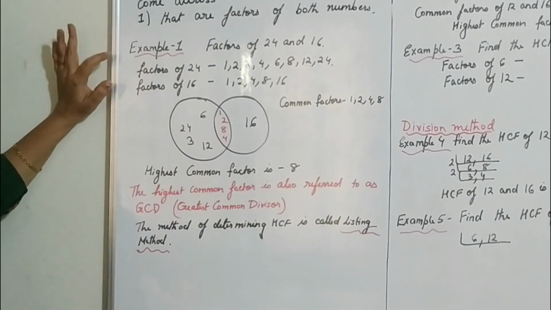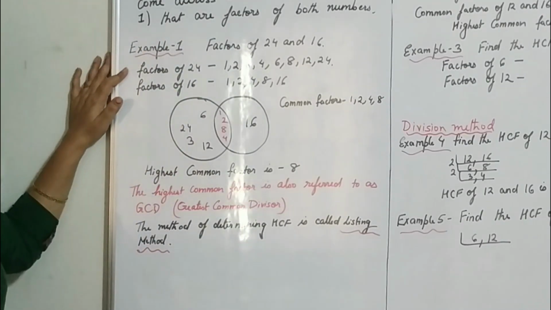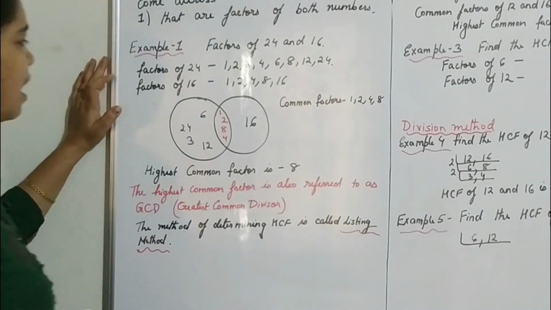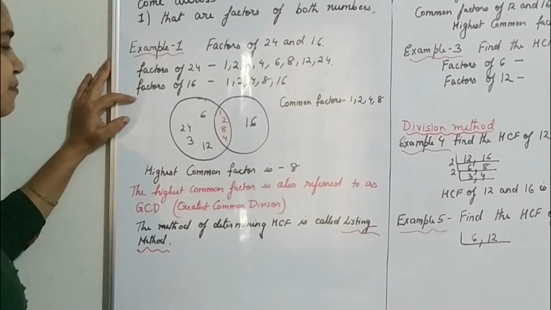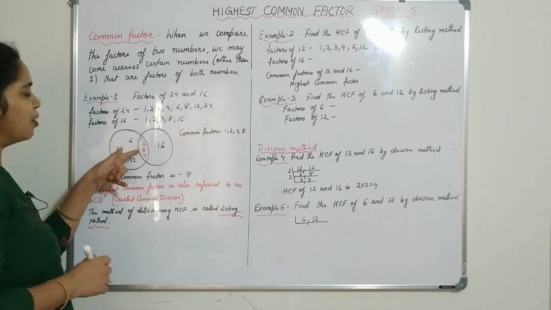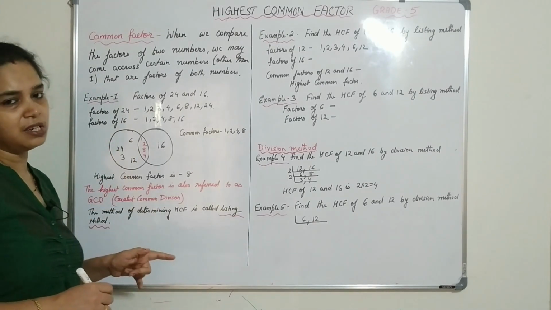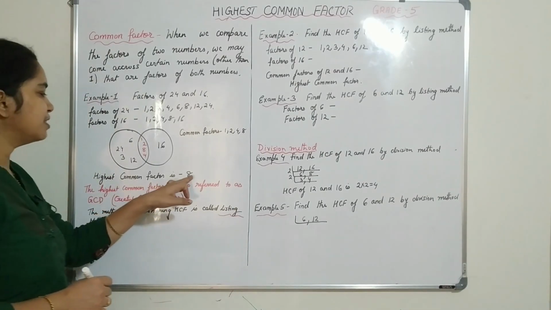For example, we took the factors of 24 and 16. The factors of 24 are 1, 2, 3, 4, 6, 8, 12, 24, and the factors of 16 are 1, 2, 4, 8 and 16. Between the two you can see the red ones are the common factors, and the highest among those is called the highest common factor. So the highest common factor here is 8.